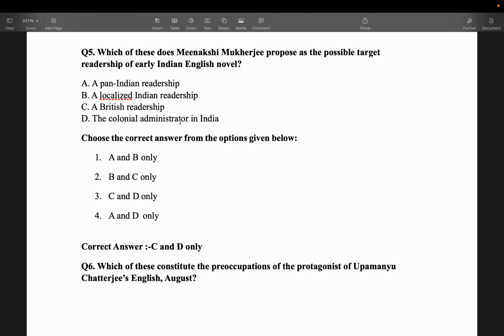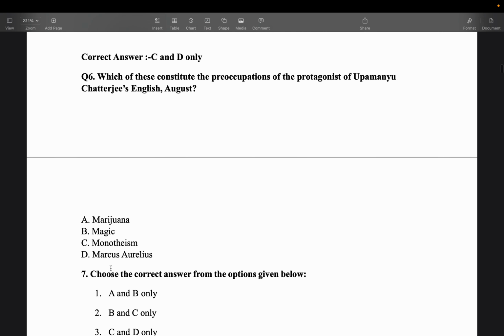The colonial administrator in India. Of course, they will also read. It is C and D. I don't think that is a difficult question.